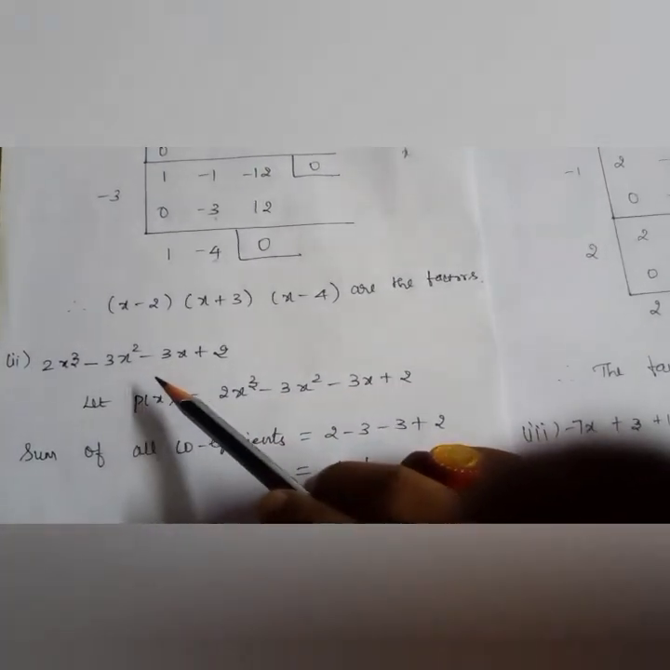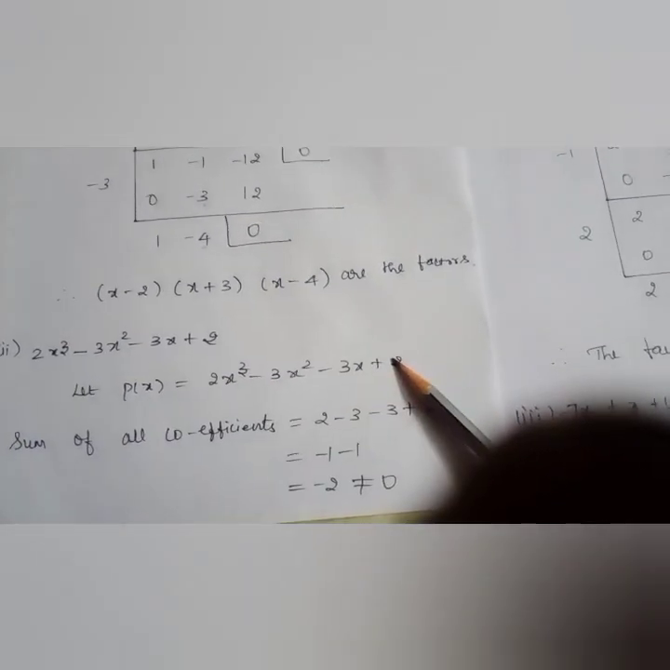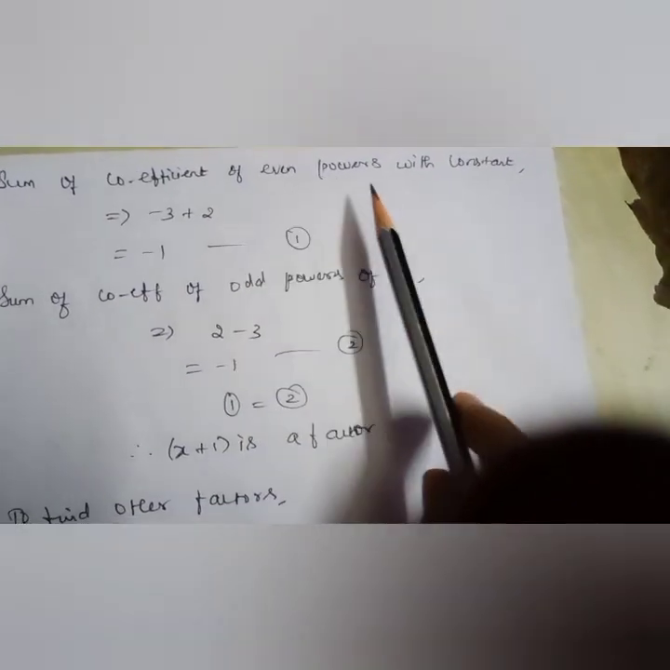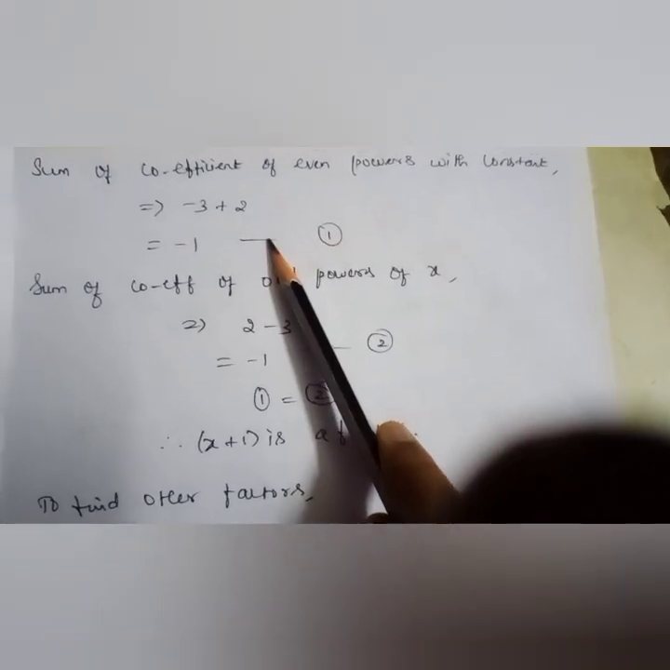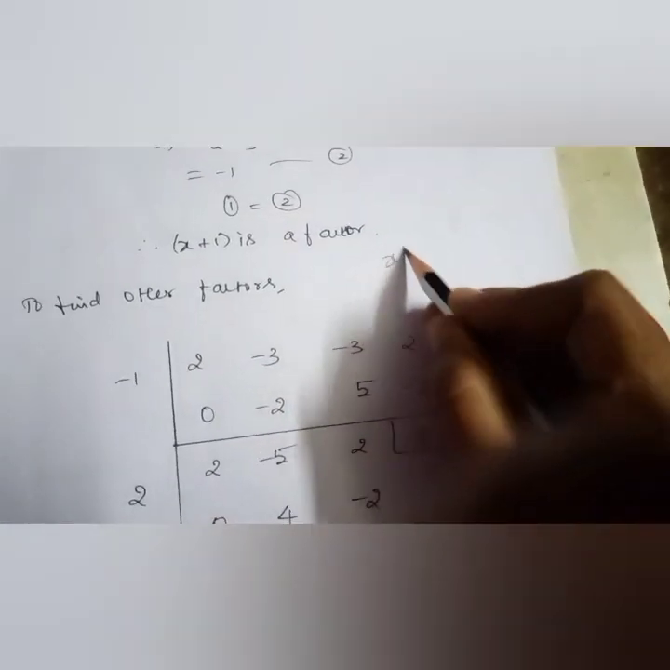Similarly, this is the second sum: 2x cube minus 3x square minus 3x plus 2. So I am making p of x the given polynomial. Then I am checking the sum of the coefficients. It doesn't turn out to be 0. Then I am checking the sum of the coefficients of even powers with the constant, which is minus 1, and the odd powers also minus 1. So x plus 1 is a factor, means equating it to 0, x is equal to minus 1.